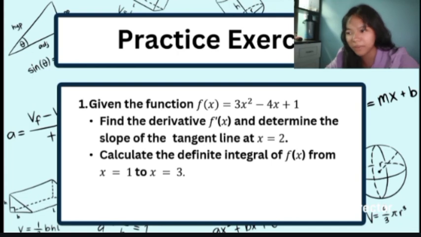So another practice problem. Given the function f of x is equal to 3x squared minus 4x plus 1, find the derivative f prime of x and determine the slope of the tangent line at x equals 2. And for the second question, calculate the definite integral of f of x from x equals 1 to x equals 3.